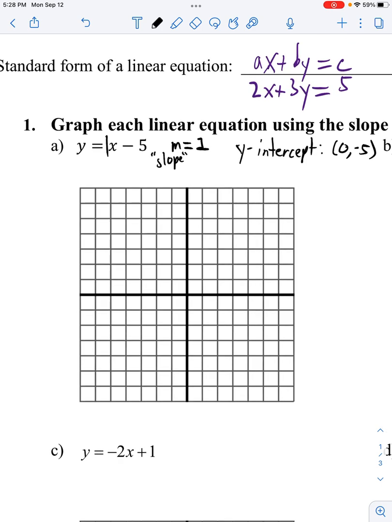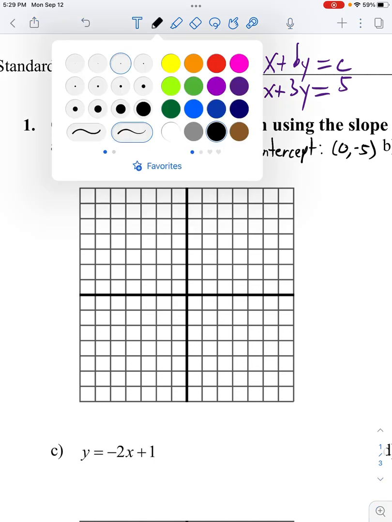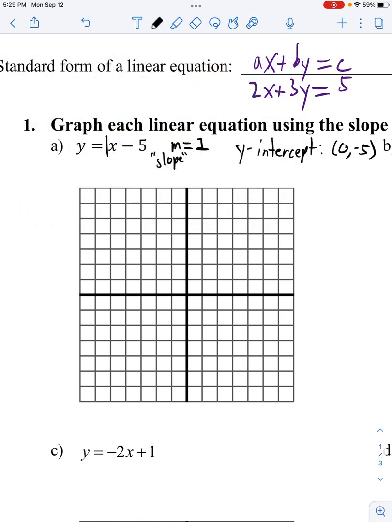All right, so we looked at our equation here. We looked at the number next to x. That was our slope. We looked at the number without any variables on it. It says subtract 5, so our y-intercept is 0, comma, negative 5. It's that second number there in our ordered pair that is the y-intercept, okay? The x-coordinate of the y-intercept will always be 0.